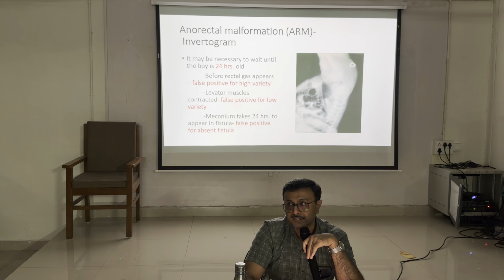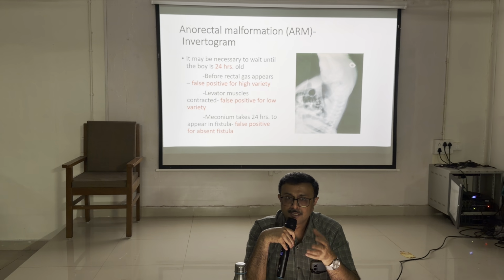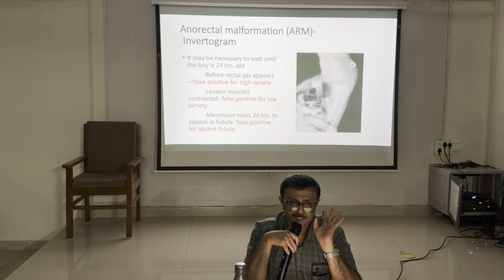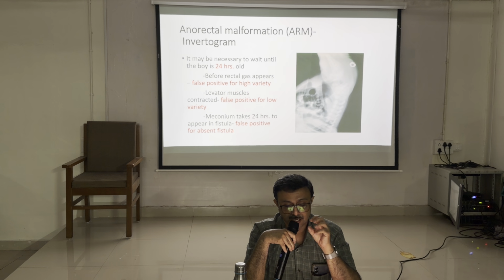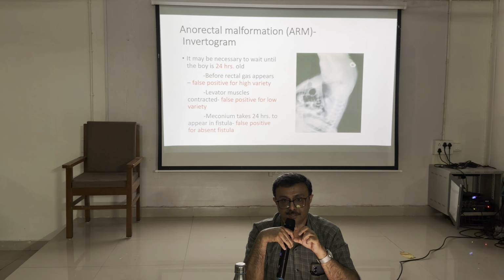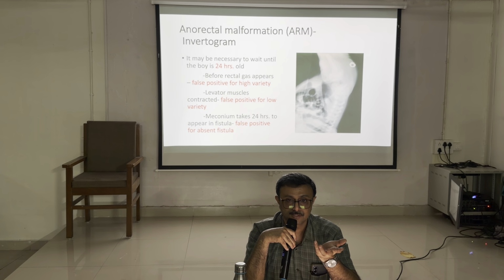It is again dangerous. Most important thing is that nowadays CT scan is available. We do surgery after CT scan only. CT scan was not available 20 years ago. What is the value of invertogram? It shows the original condition. Sometimes with invertogram there is a low condition, there is sacral agenesis. Colon change.